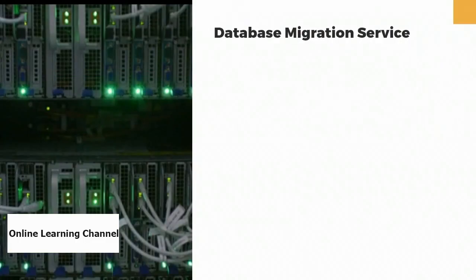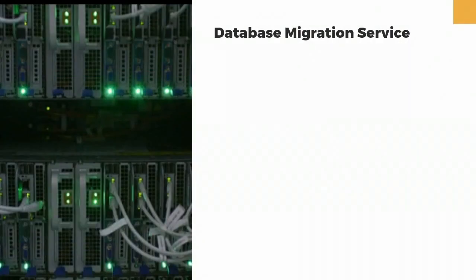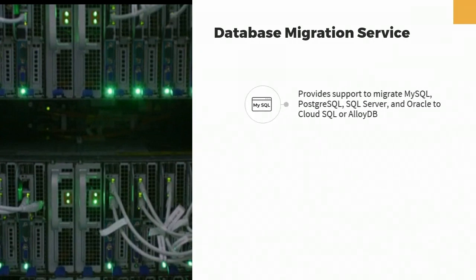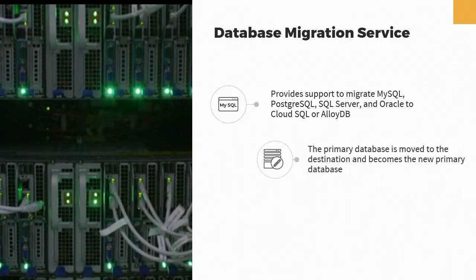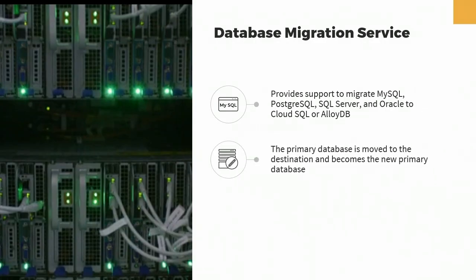In this video, we're going to describe the requirements and use case for leveraging the Database Migration Service. First, understand what the Database Migration Service is. DMS, or the Database Migration Service, provides support to migrate MySQL, PostgreSQL, SQL Server, and Oracle to Cloud SQL or AlloyDB. What this means is that the primary database is going to be moved to the destination, and the new destination is going to become the new primary database.